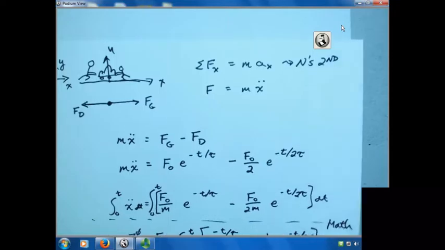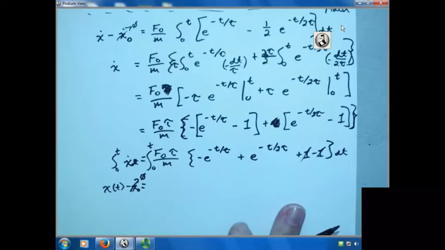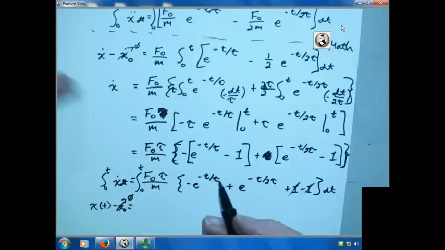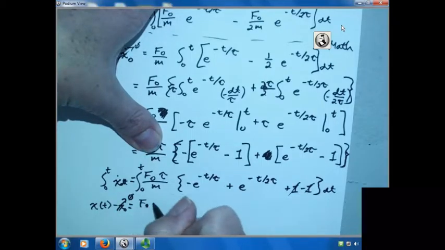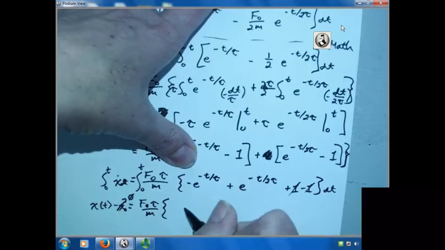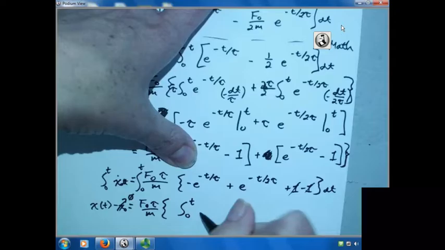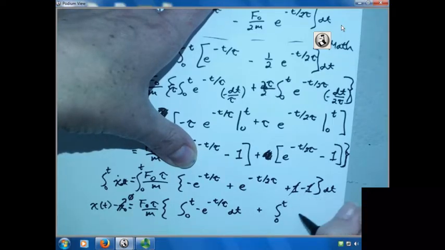All right. So I'm going to let that guy be 0. It'd be fine if you had it in terms of x naught, though. That's fine, too. All right, and so I've got this constant I'm going to pull out front of my integral, f naught tau over m, and make a curly bracket here. I've got an integral from 0 to t of negative e to the minus t over tau dt plus an integral from 0 to t of e to the minus t over 2 tau dt, and curly bracket.